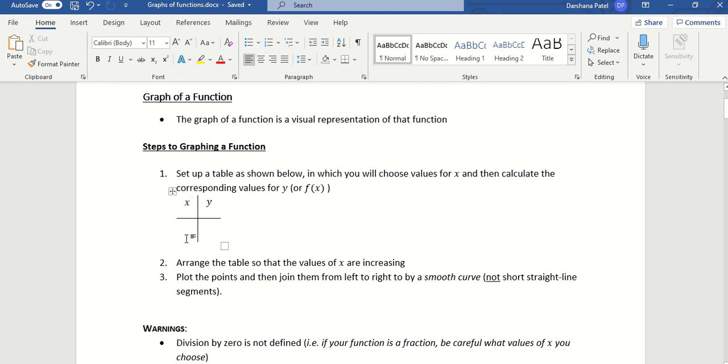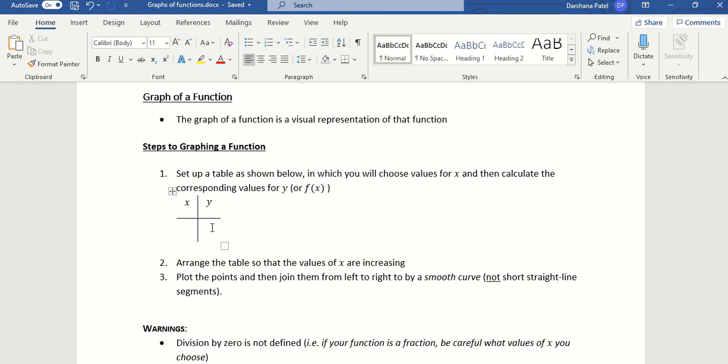We choose different x values depending on the domain we are allowed to use, and then we calculate the y values for those x values. Arrange the table so that the values of x are increasing. That's easier to plot it that way. If you do it in any order, that's okay too.